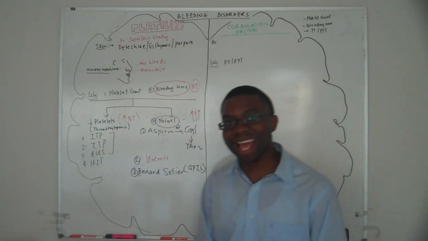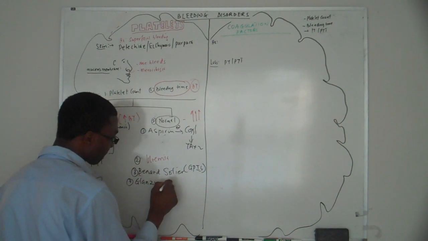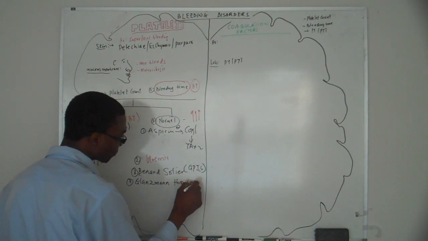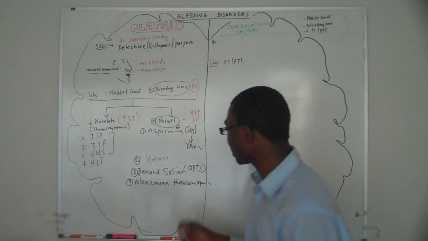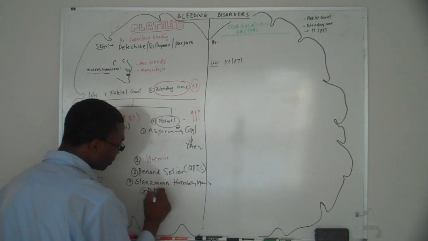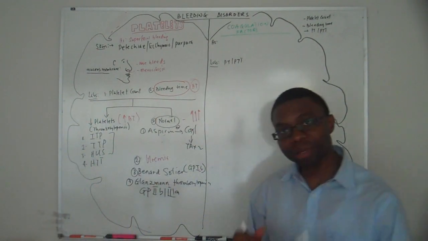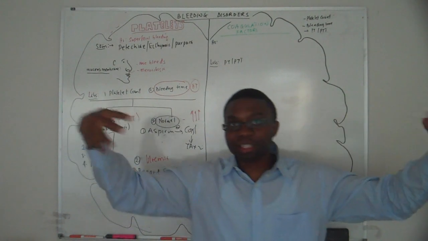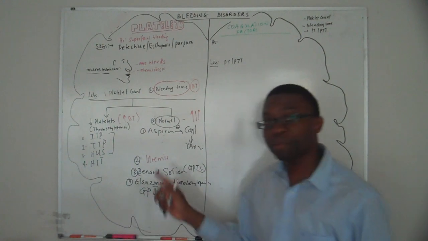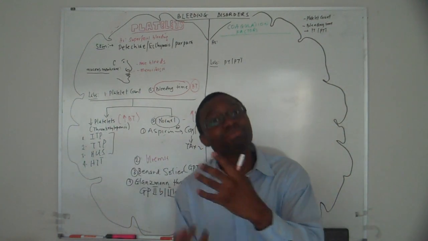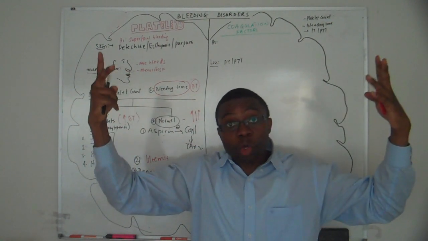And number two is Glanzmann thrombasthenia. Glanzmann is going to be a deficiency in glycoprotein 2B3A. That's the same glycoprotein I told you about that needs to cause platelet aggregation. If you have a deficiency, remember, if the platelets cannot come together, you're still going to keep bleeding. You need those two in between the fibrinogen to hold them together. And if they're not there, oops, I'm still bleeding.